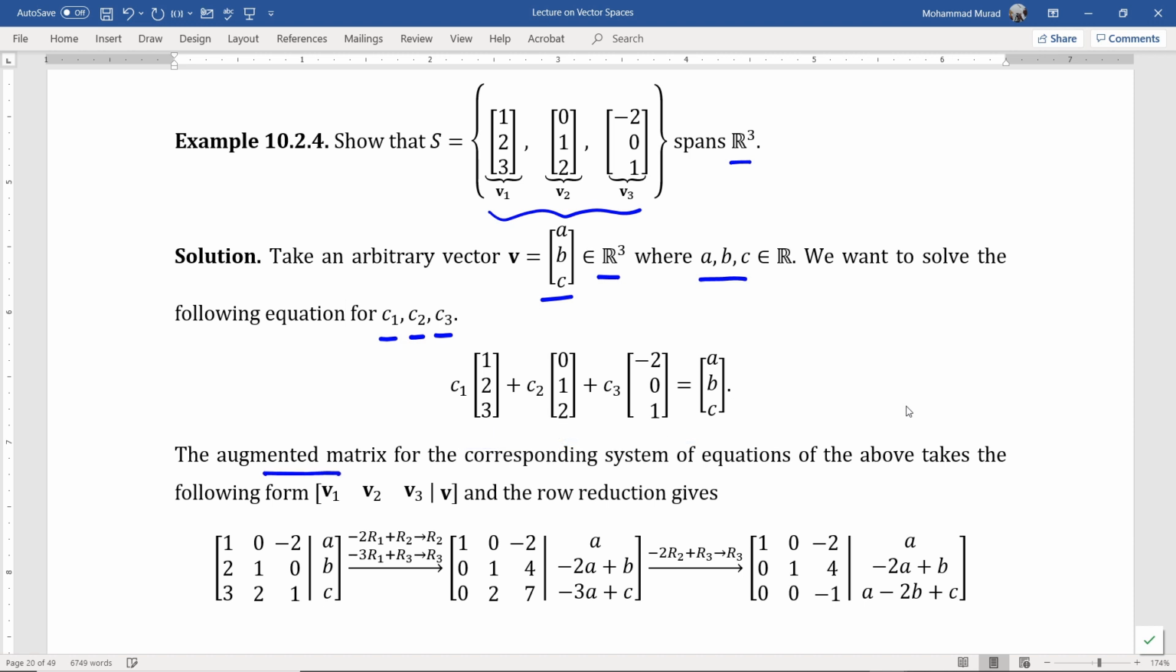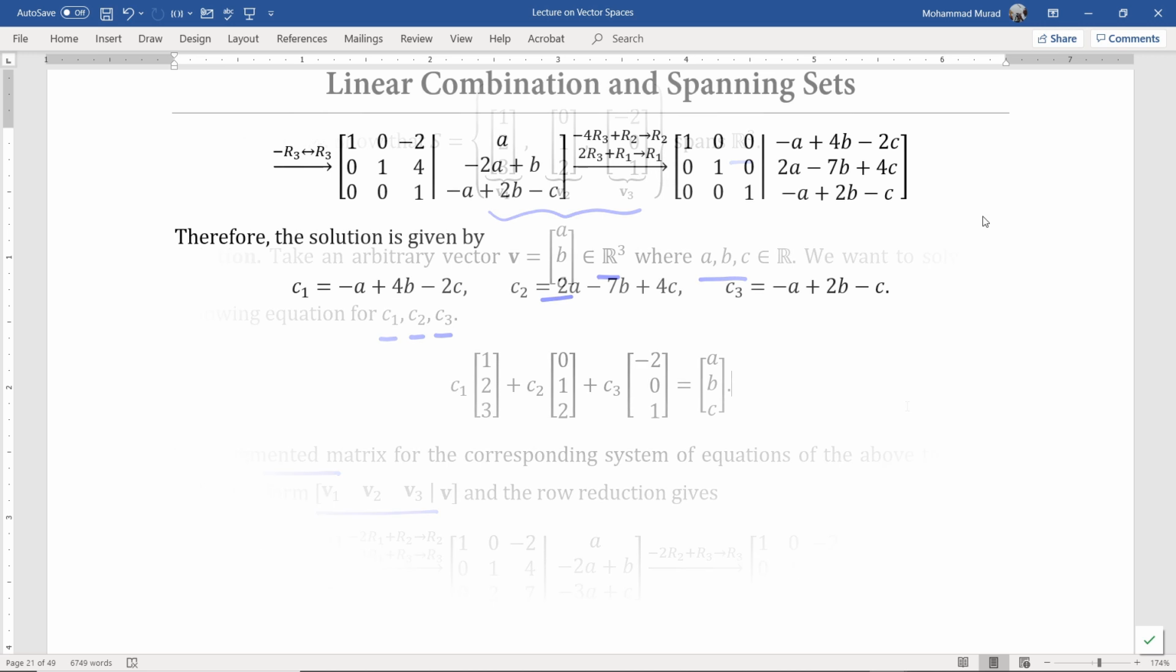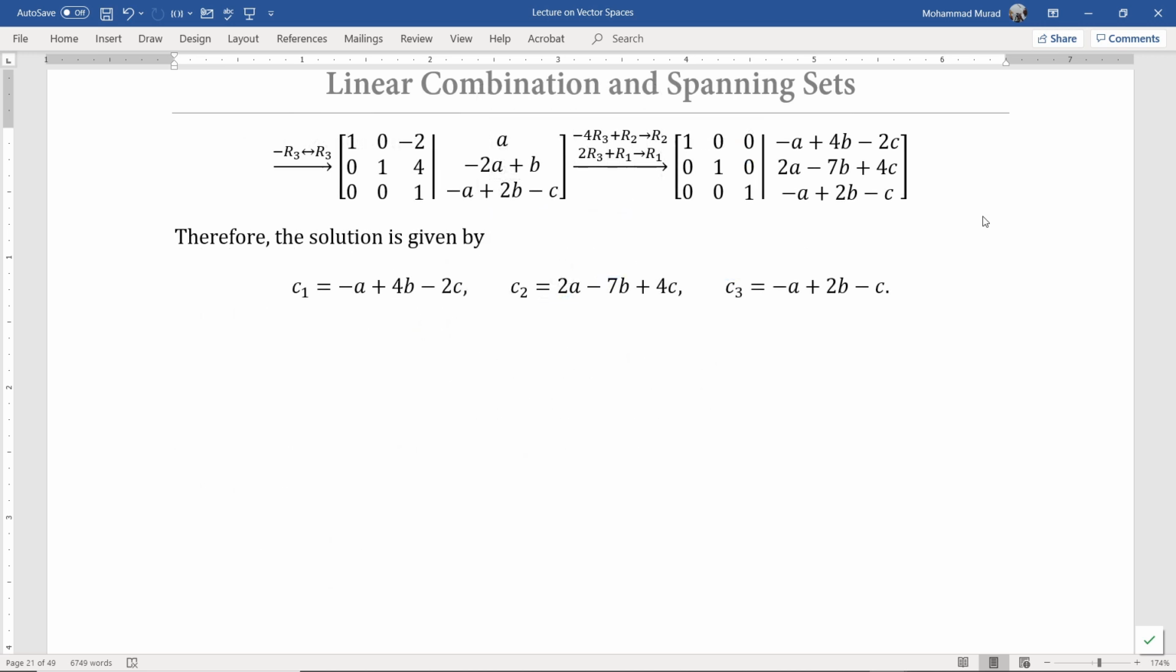The augmented matrix for the corresponding system of equations takes the following form. And the row reduction gives the following reduced system. And here we see the reduced row echelon form of the given augmented system. We identify the pivots, which correspond to the variables c sub 1, c sub 2, and c sub 3.